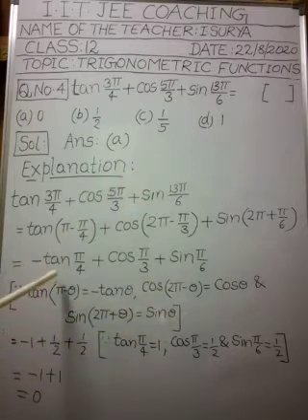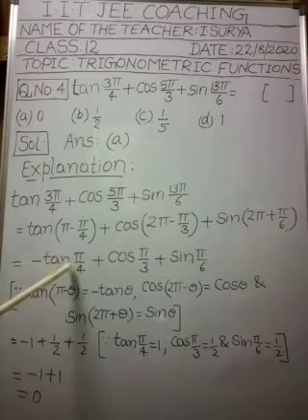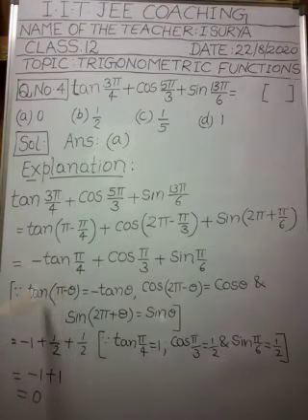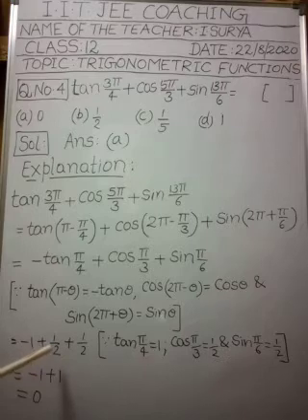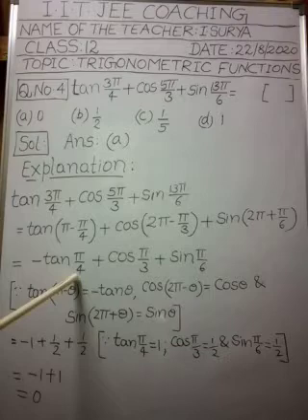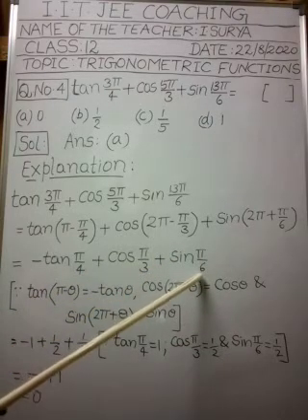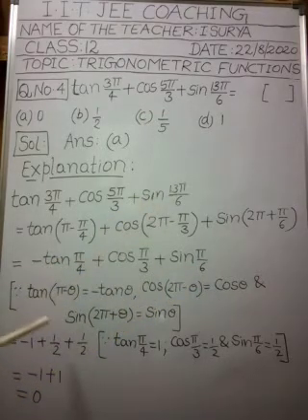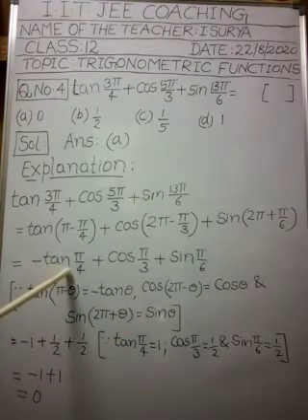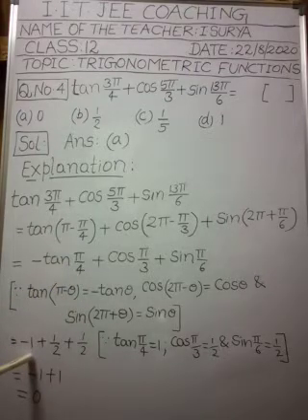Right. Now the expression is minus tan pi by 4 plus cos pi by 3 plus sin pi by 6. Pi by 4 means 45 degrees. Pi by 3 means 60 degrees. Pi by 6 means 30 degrees. Do you remember these points, my dear children? Right. So minus tan pi by 4 means minus tan 45 degrees, whose value is 1. So first term is minus 1.